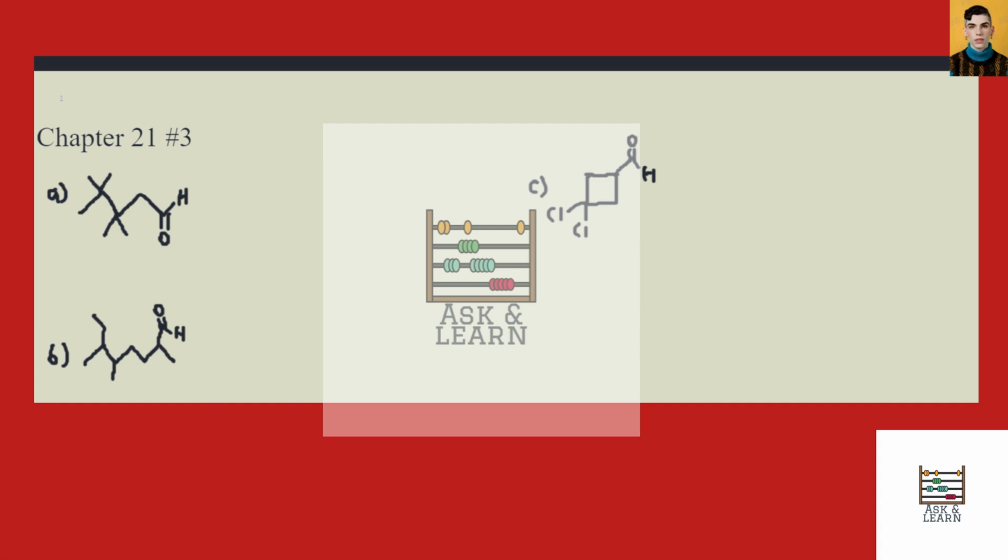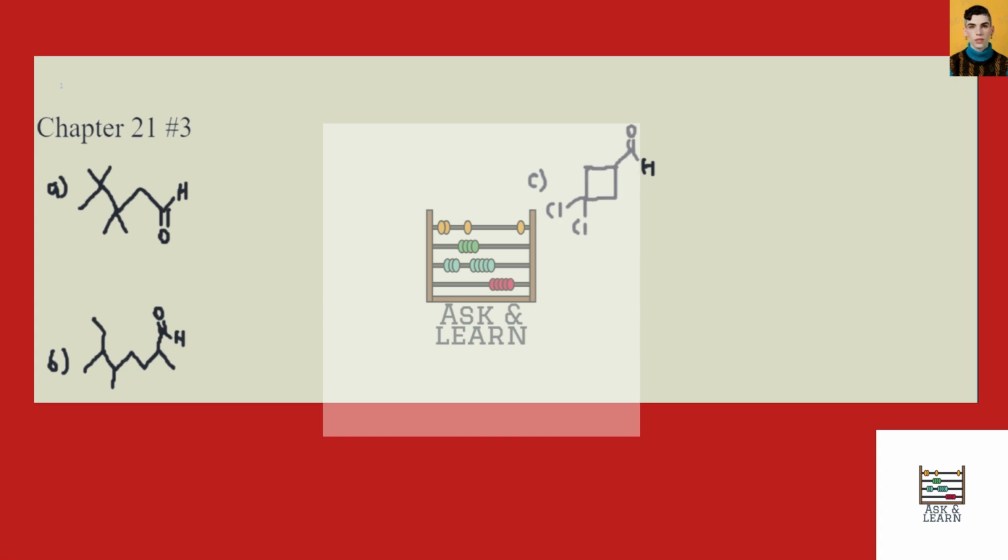And then we need to keep in mind our rules for naming. So A and B are open chain aldehydes, and C is a ring. So the rules are going to be a little different. For A and B, for the open chains, we need to find the longest chain that contains the aldehyde and name the molecule as a derivative of that.